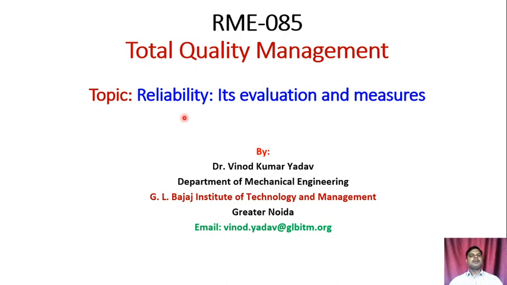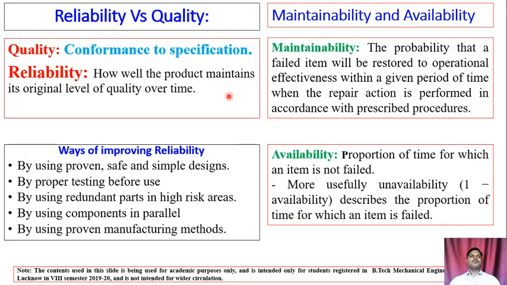Today we'll cover part reliability, its evaluation and measures. Before starting that, we must discuss the difference between quality and reliability. Basically, we have defined quality as conformance to the specification. If a component meets the required or planned specification set by the manufacturer, then it meets the quality requirement.